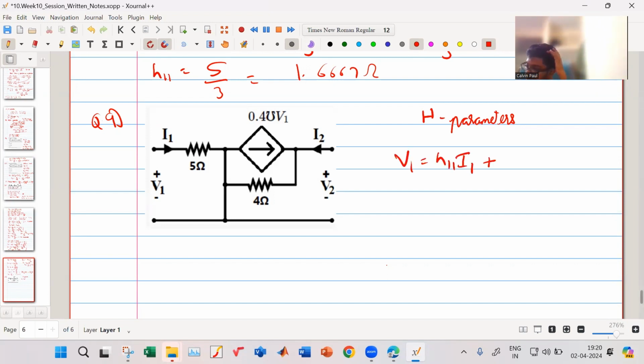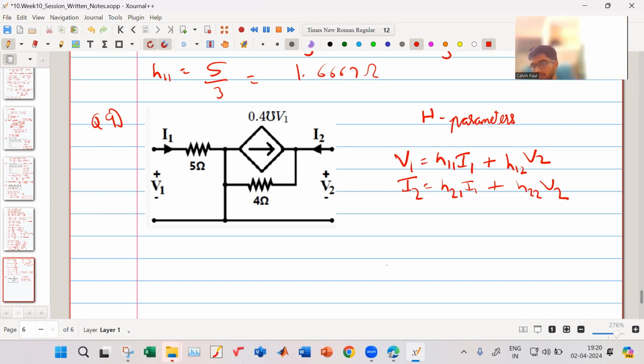Plus H12 V2. Then I2 equal to H21 I1 plus H22 V2. Okay. So now you have to solve this in this form. Right? So how will you solve it? Sir, if you are taking V2 equal to 0, that means short circuit the secondary side, the output side.